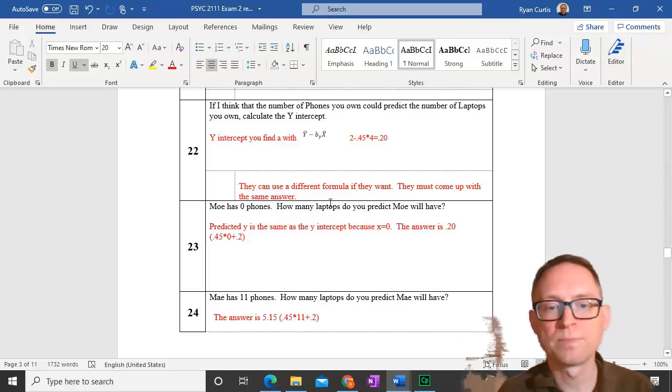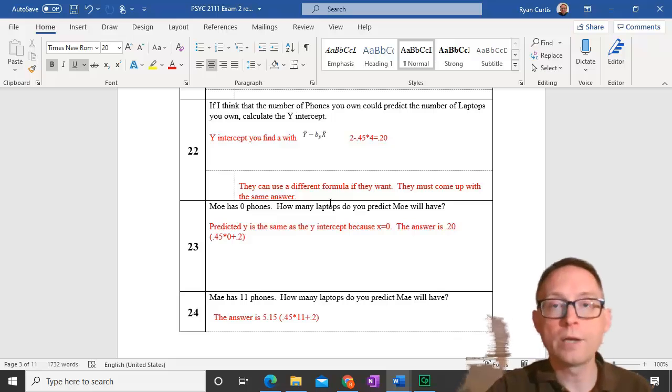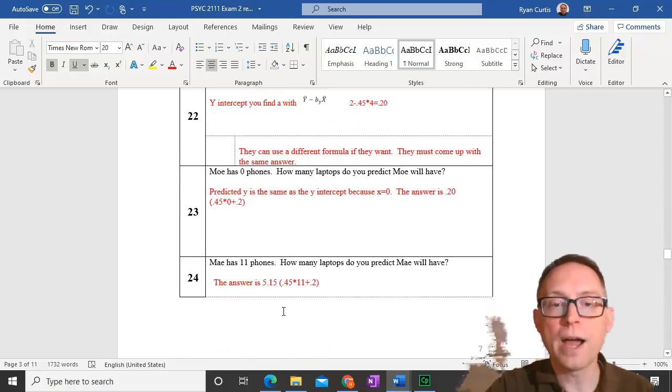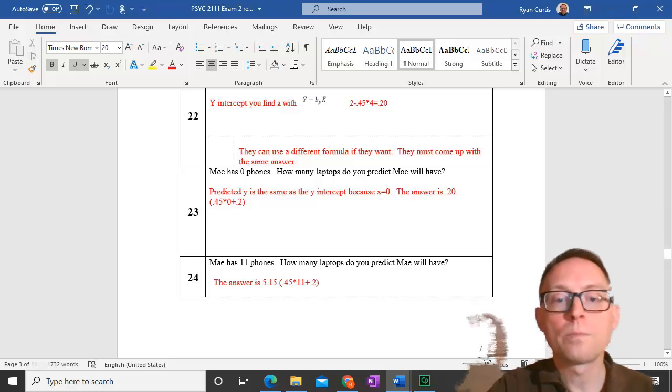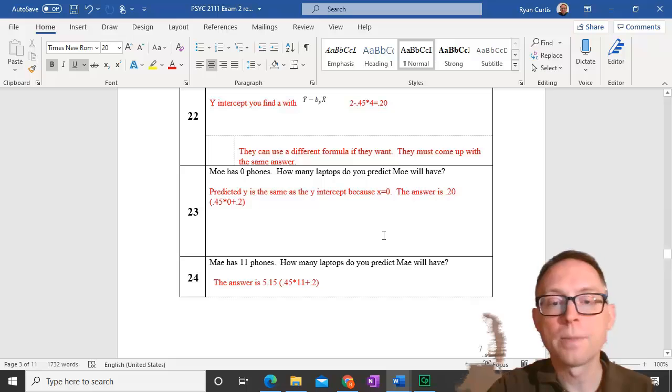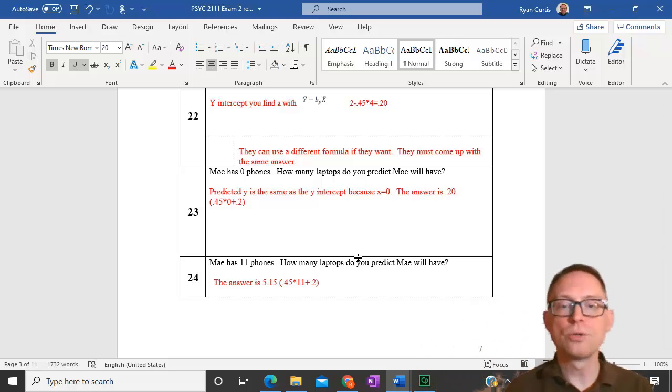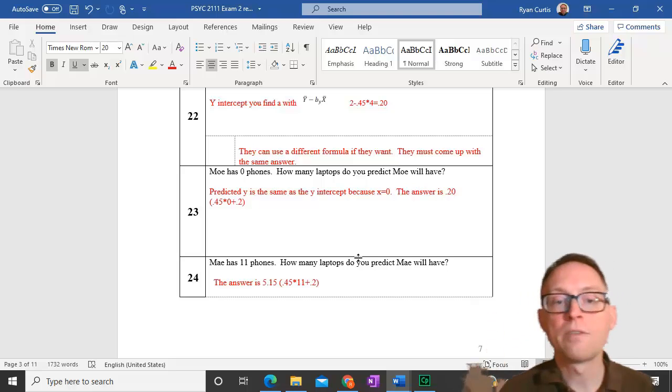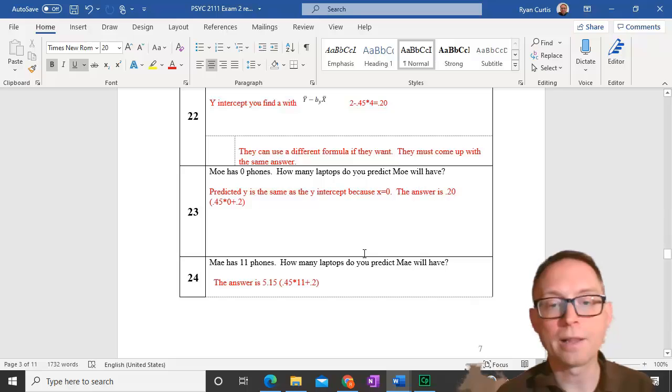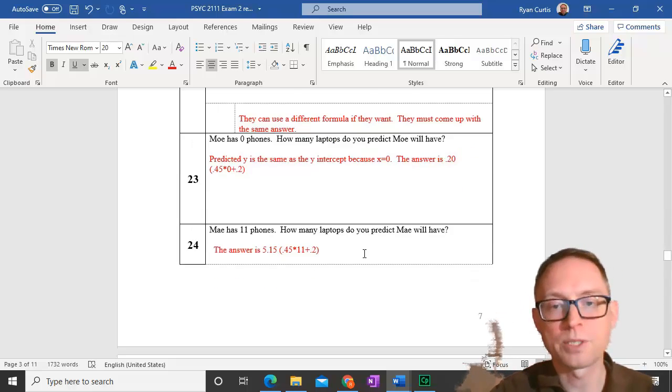24. May has 11 phones. How many laptops do you predict May will have? All right, let's use that formula for the line, Y equals bx plus a. Y in this particular case is what we're trying to figure out. B is 0.45, we just calculated it before. 0.45 times x, x is 11 in this case, plus a is 0.20, that's the Y-intercept. So 0.45 times 11 plus 0.2, you get 5.15. If May has 11 phones, we would predict that she has exactly 5.15 laptops. That's a linear regression.